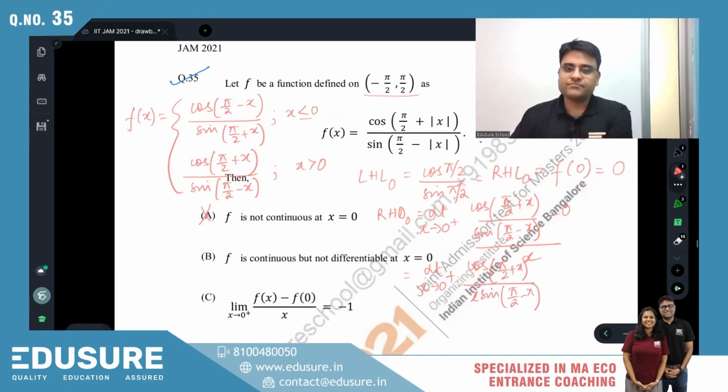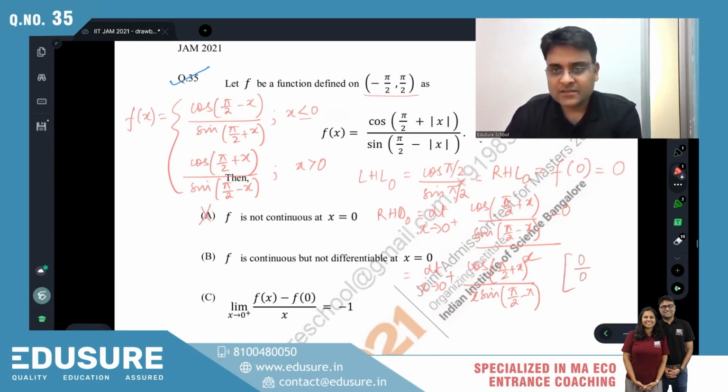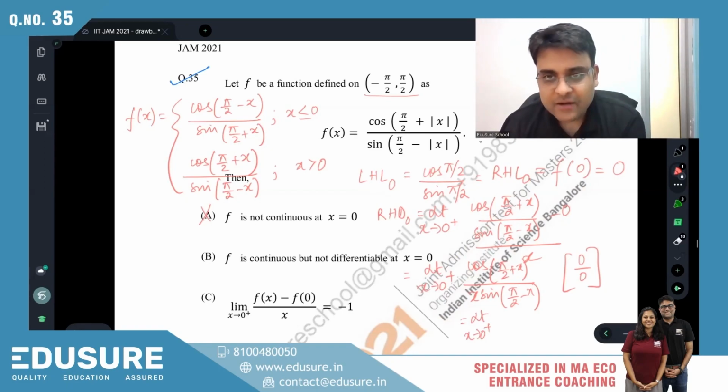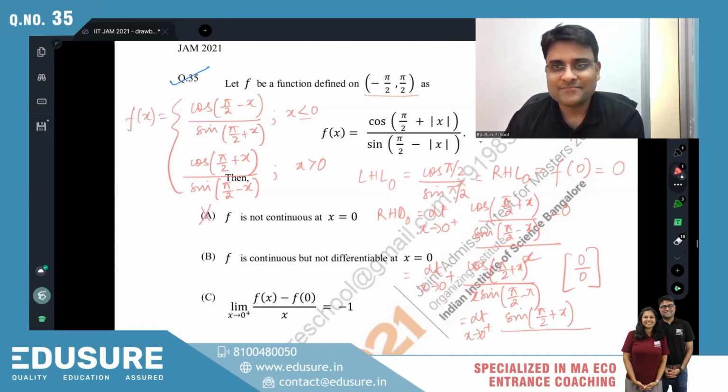ये आएगा हम लोग का. This is 0 by 0 form. ये 0 by 0 form है. Okay. So what do I do? I can apply L'Hopital. तो ये limit x tends to 0 plus, cos(pi/2 plus x) का derivative will be minus sin(pi/2 plus x), divided by x sin(pi/2 minus x).